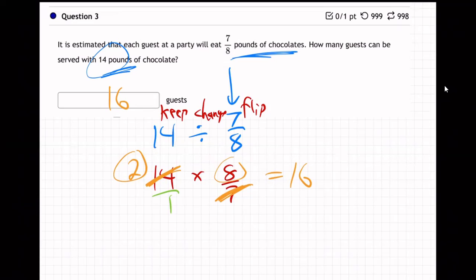Does that make sense? One more time. How did I know it was divide? I changed this to a 2, an easy number. That helps so much. If you just make the number easy, you'll think better. Think, oh, 14 pounds of chocolate. They each are going to eat 2 pounds. I've got to divide to find out how many guests I can serve. So I've got to divide by that 7/8. Then you keep, change, flip the 1 on the right, cross cancel, multiply the leftovers. 16 guests. There we go.